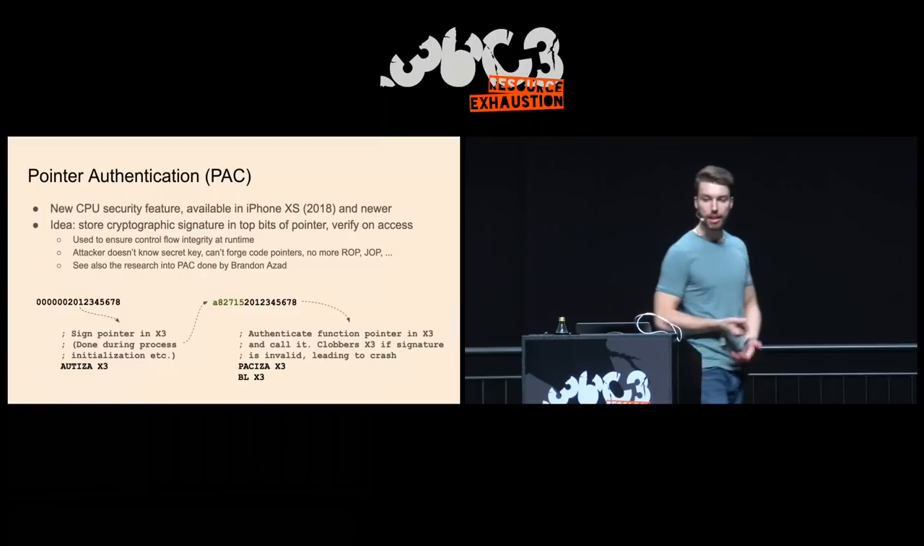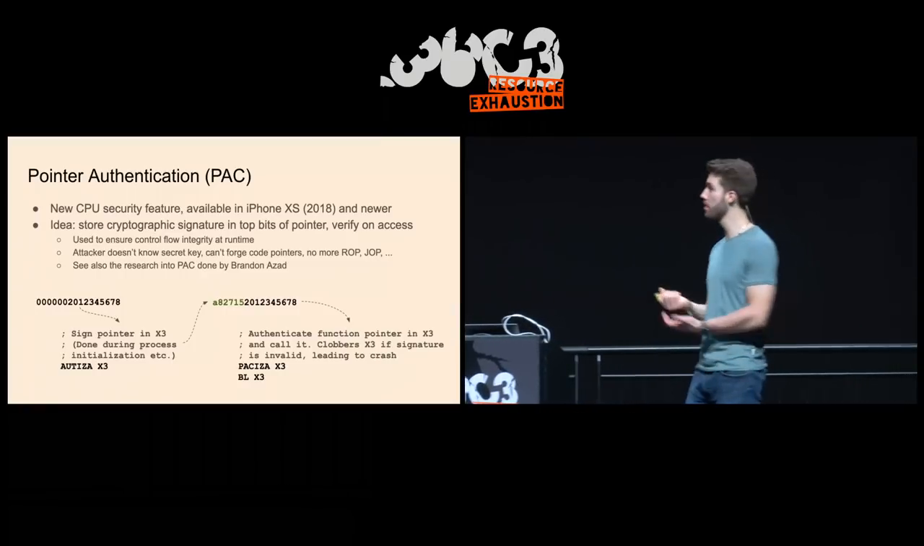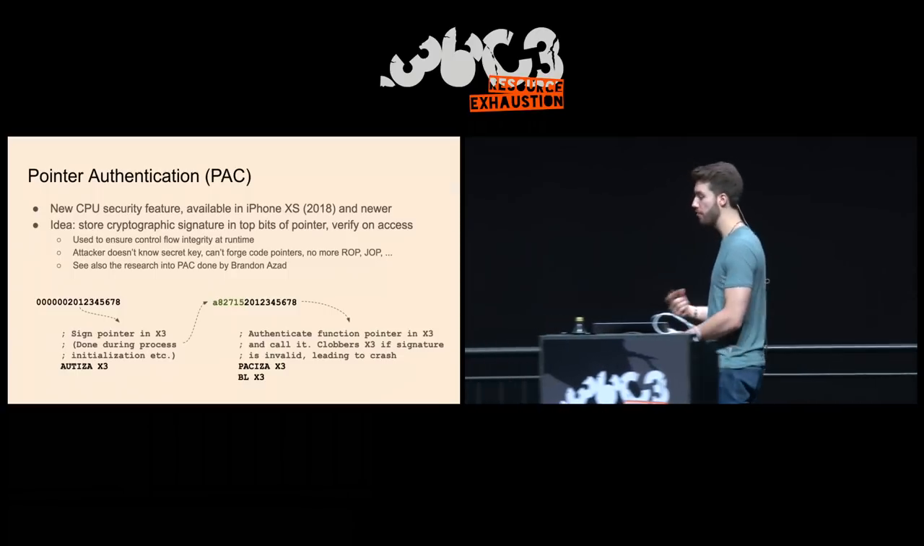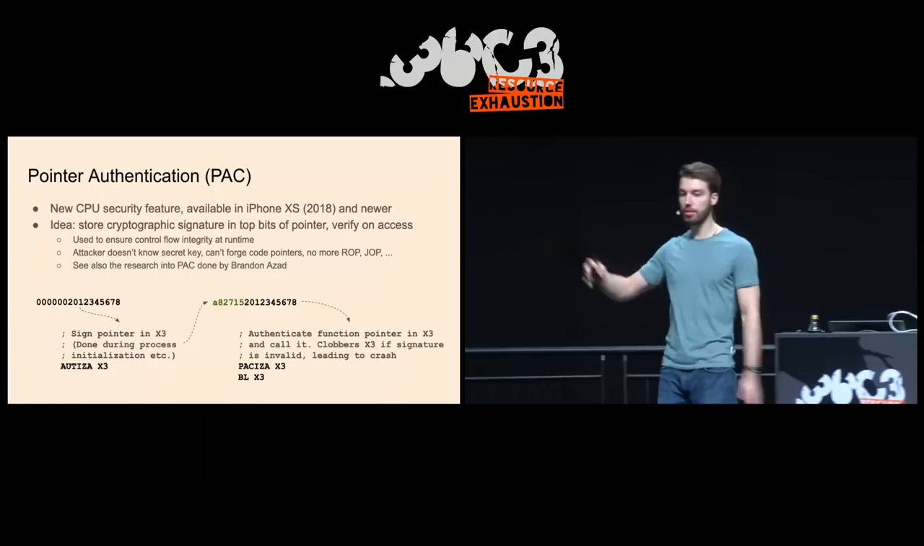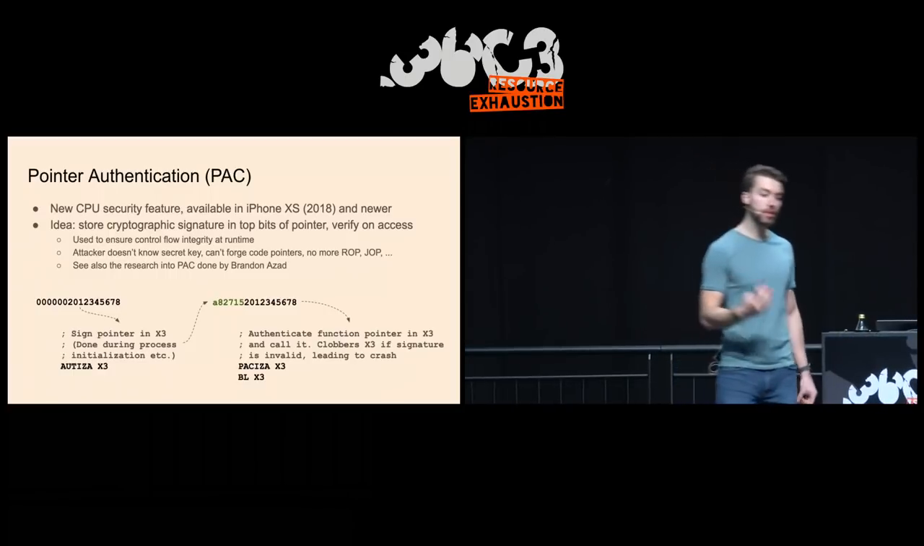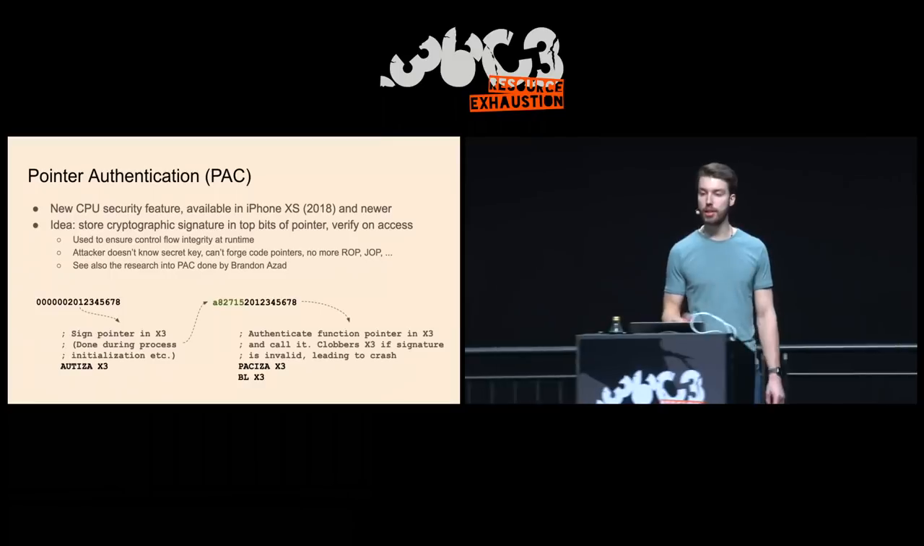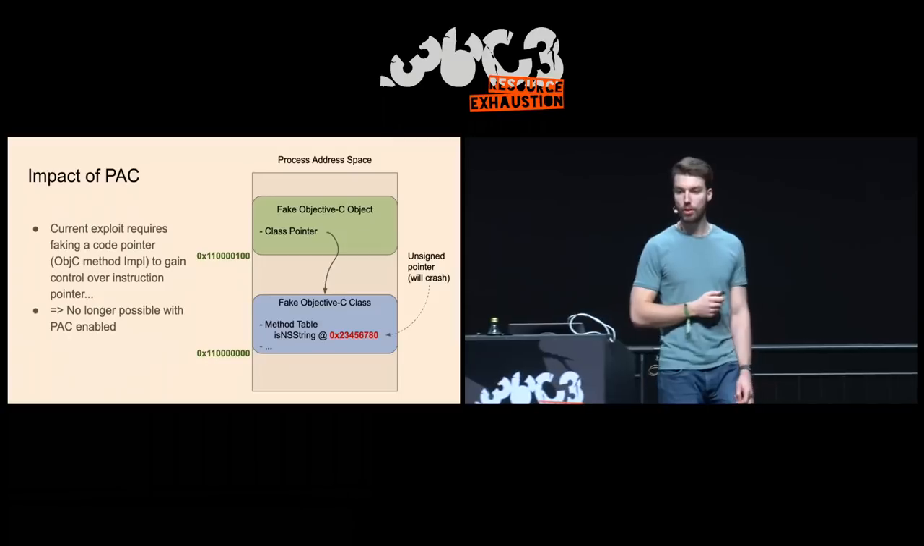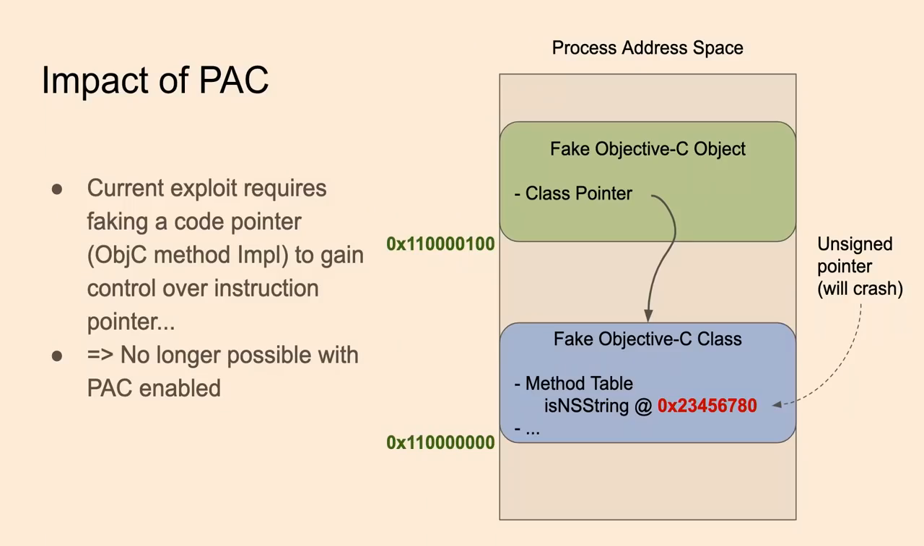What this means for an attacker is that more or less ROP is dead, because ROP involves faking a bunch of function pointers, or well, code pointers really, that point in the middle of existing code. This is no longer possible because an attacker cannot generate these signatures. So this is where our exploit breaks, right? The red thing where we have a fake Objective-C class with our own function pointer no longer works, because we cannot compute these signatures.